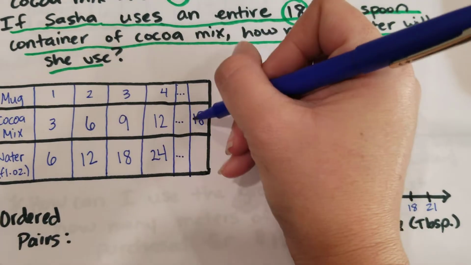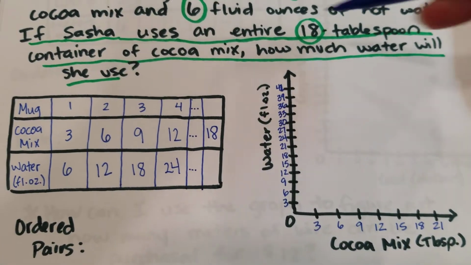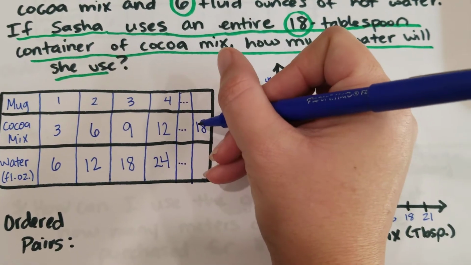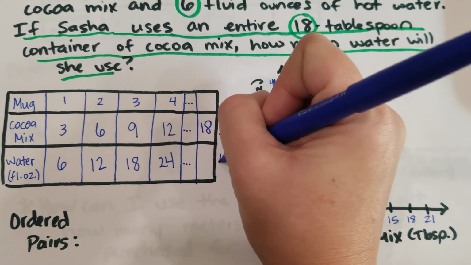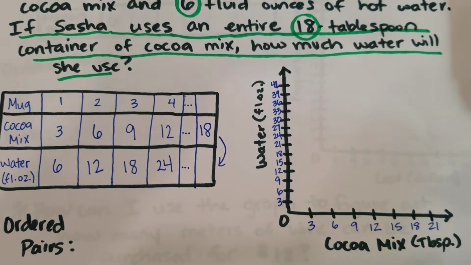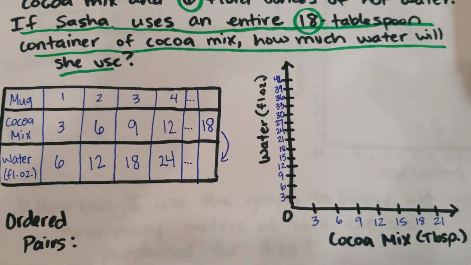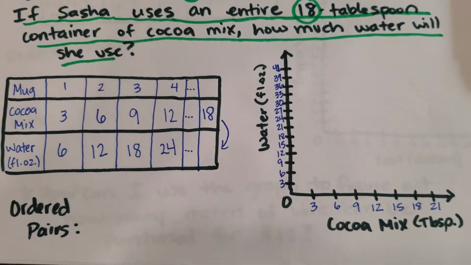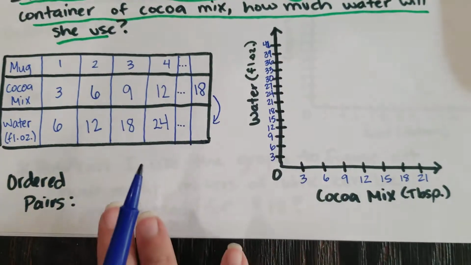Okay, and then this one is for my question. So 18 tablespoons of cocoa mix is going to be how much water? I got my 18 ready in the cocoa mix line. I've got to find out this number, how much water. So I could just solve it right now. I could find the rule and solve it, but I'm going to show you another way, okay? The other way is by graphing.